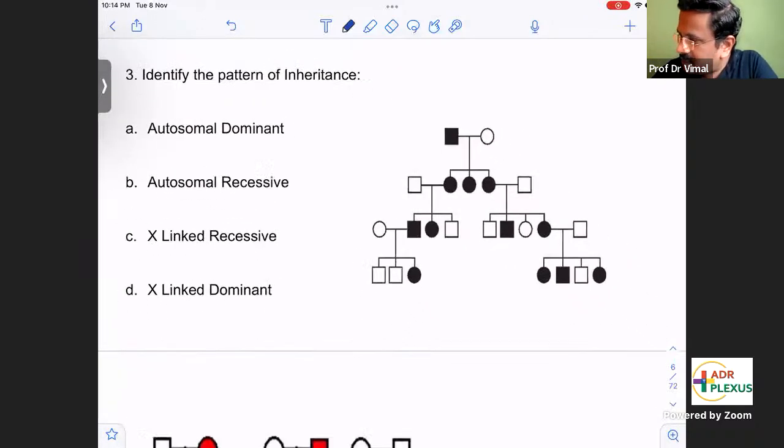So here what happens, because many of you would have thought that it is autosomal dominant, because in every generation there is one person affected by the disease. So you thought that, okay, in the first generation one person is affected, second also affected, third also affected, fourth also affected. But see in this pedigree how the disease is transmitted to the offspring.